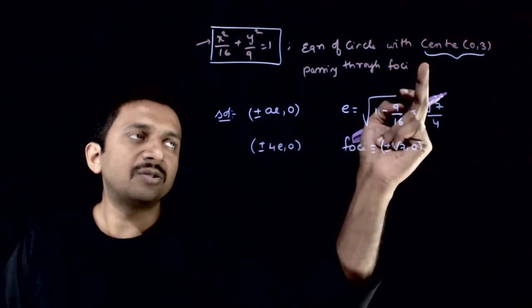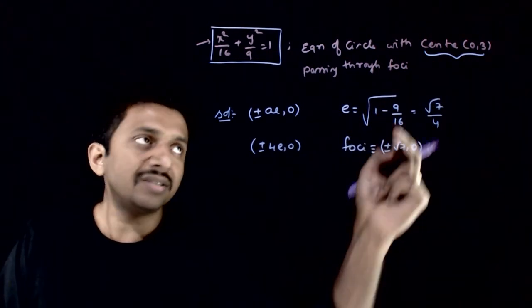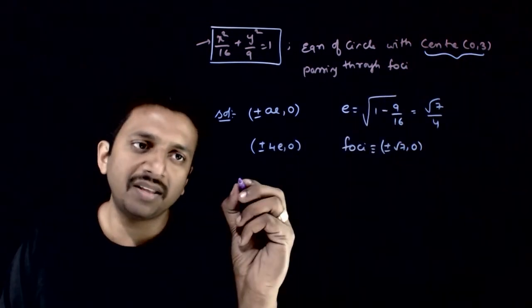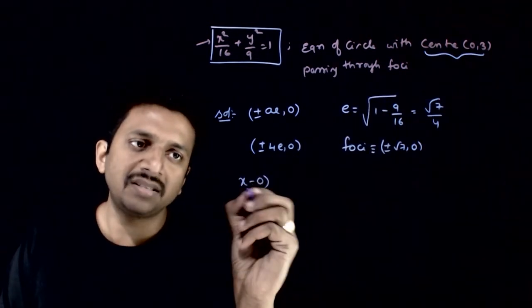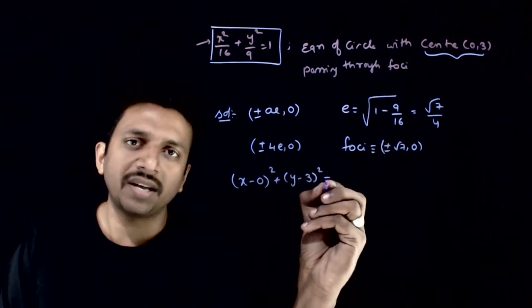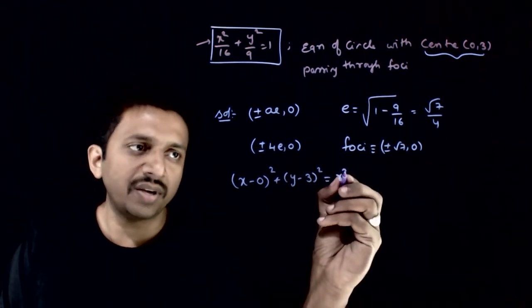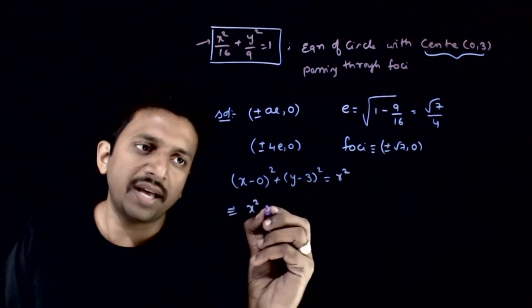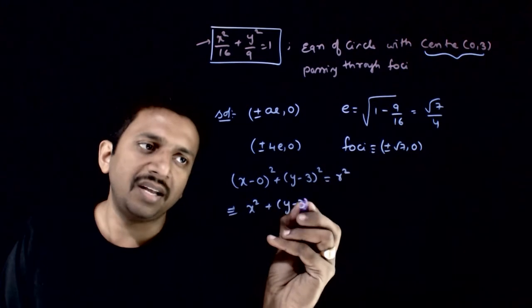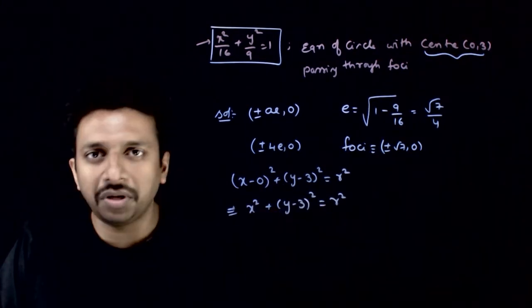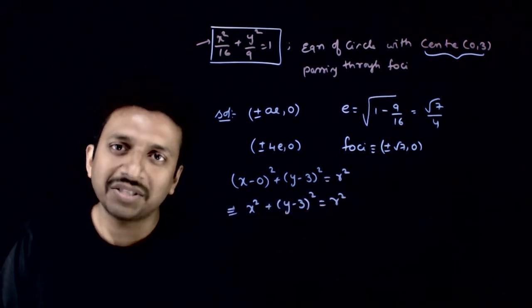Now my circle has to pass through these 2 points and has center at (0, 3). Because the center is (0, 3), the circle looks like (x minus 0) whole square plus (y minus 3) whole square is equal to r square. That is x square plus (y minus 3) whole square is equal to r square. So now there is only one unknown here. If I can find r, my question is done.